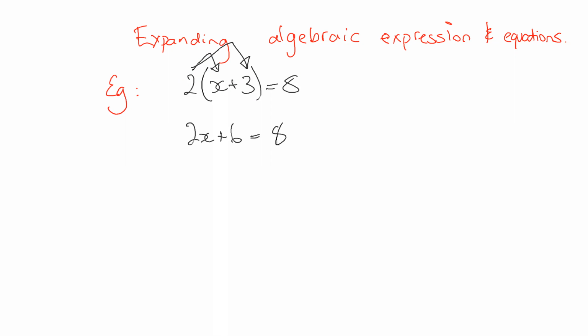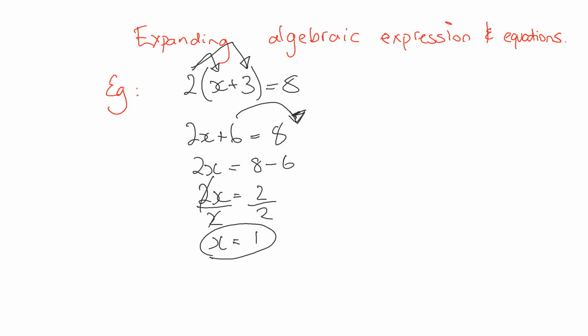Obviously, we need to solve for x in this case. So we move the 6 to that side because we want to have the x's on one side and the numbers on one side. So as we move it, we change the sign of the 6 to negative 6. All right, and that will equal to 2x is equal to 2. And we divide both sides by 2. So we get x is equal to 1. So we solve for x in this case.